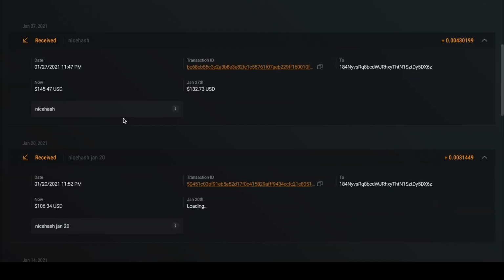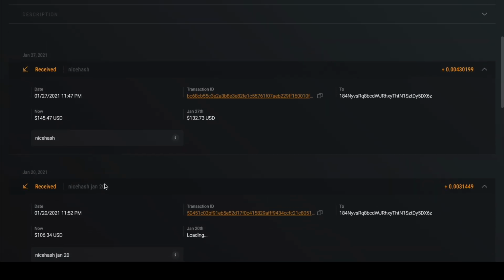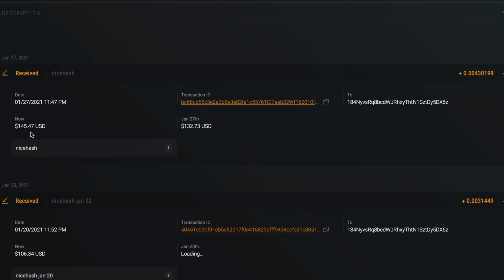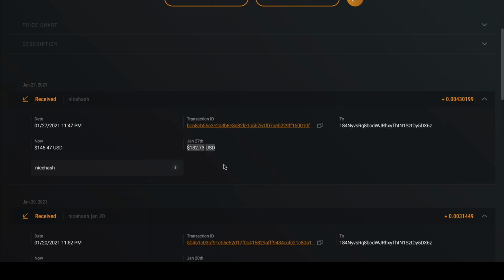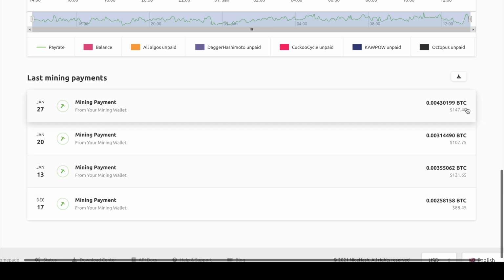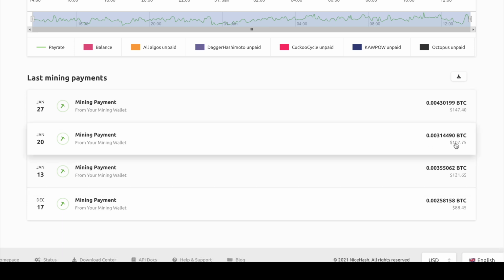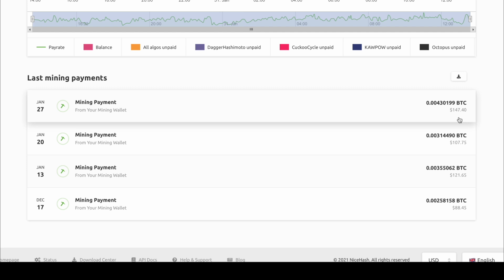So if I have a look here, in actual fact, depending on the price of Bitcoin, that will go up and down. So before I was paid $145, and now because Bitcoin's worth less, I only got $132, right? If Bitcoin goes up, what I've made goes up as well. But essentially, this is what they paid me at the time. So $121, $107, and $147. So you can see I'm on projection here of nearly $500 a month with those two graphics cards, supplemented a little bit with one RTX 2070.